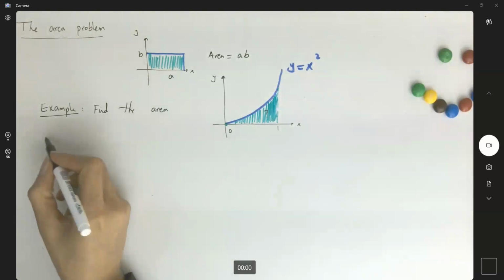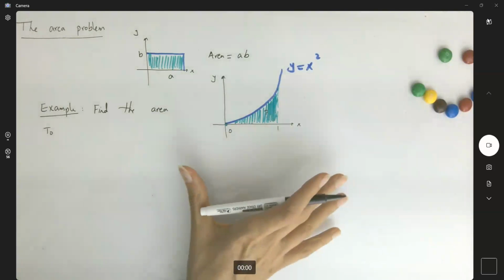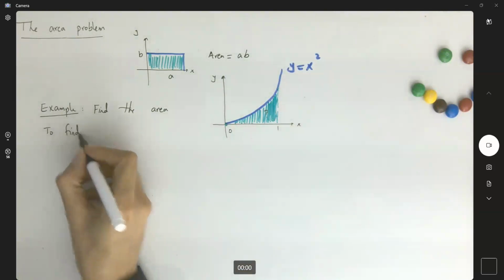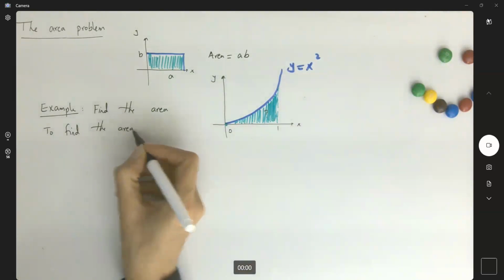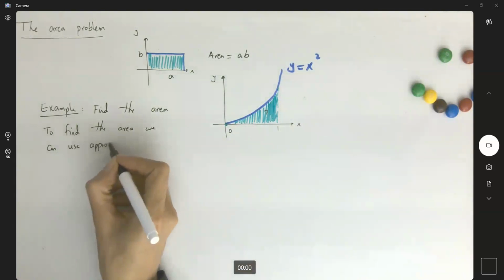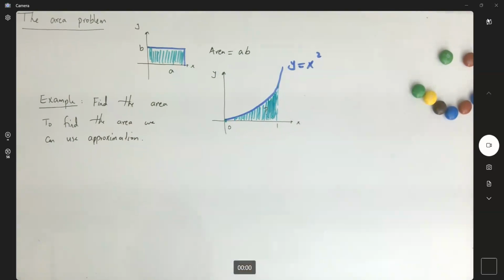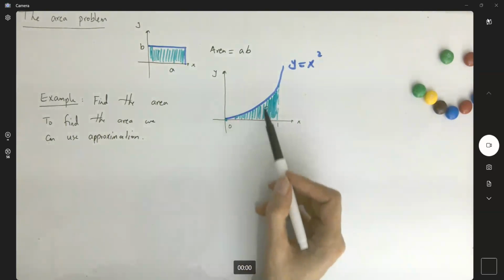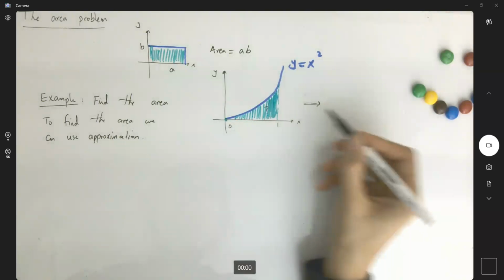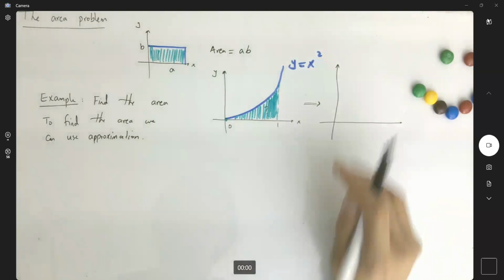Well, to find the area, we can use approximation. This is the very first thing before we introduce the shortcuts in finding the integrals. So how does it work? We're going to divide up this two-dimensional object into smaller pieces.